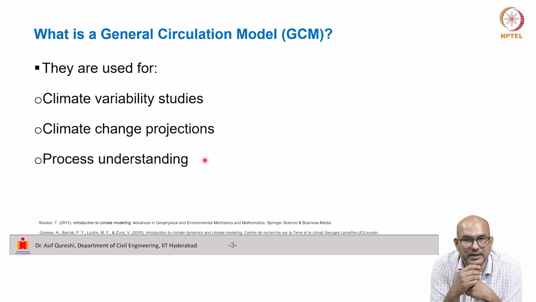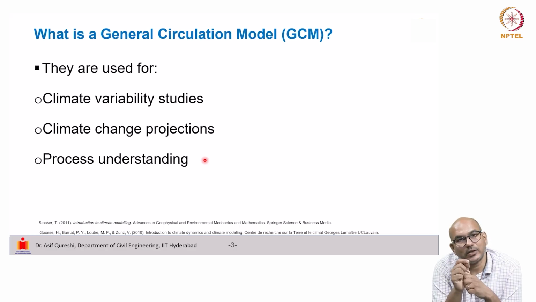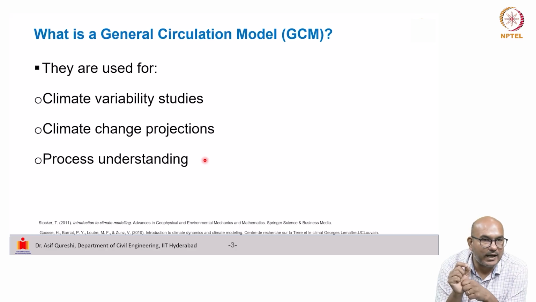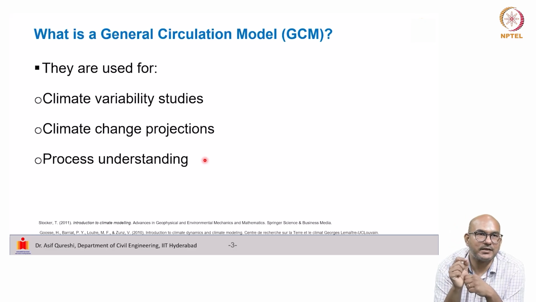Maybe these processes are important, maybe they are not important or can only influence the climate to a certain extent. So, the climate models or the general circulation models can also help us understand the impacts of different processes on climate variability as well as climate change.